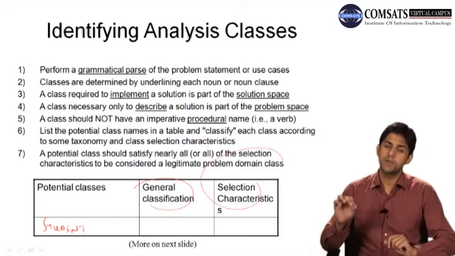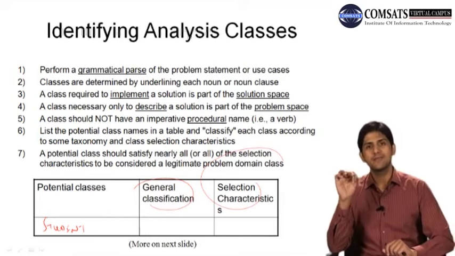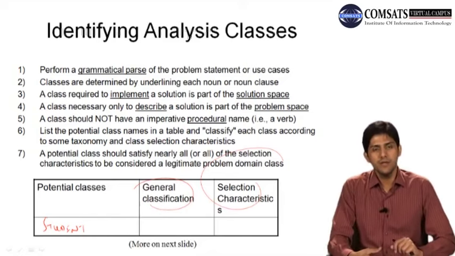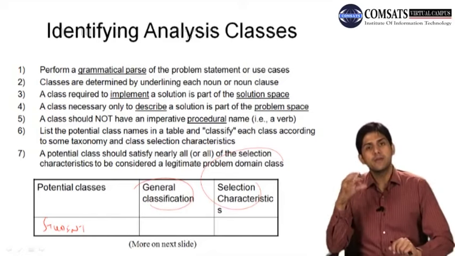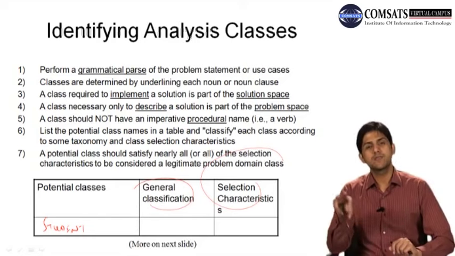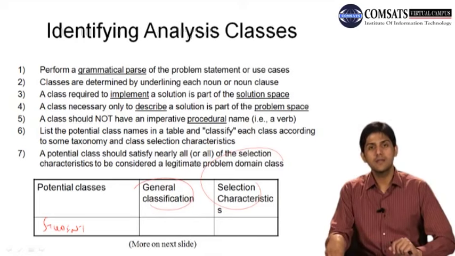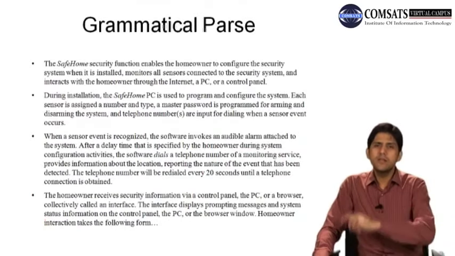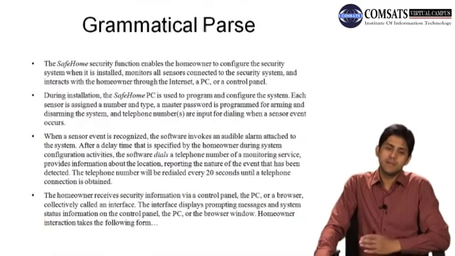Now, why is the word potential coming here? If you identify a noun, this does not ensure that it would be a class. There is a selection criteria, and every potential class should satisfy all those selection criteria. Once it does that, we say that this is a class in the solution, not a potential class. Okay, Ji. Now let's quickly see how we actually do that grammatical parse.